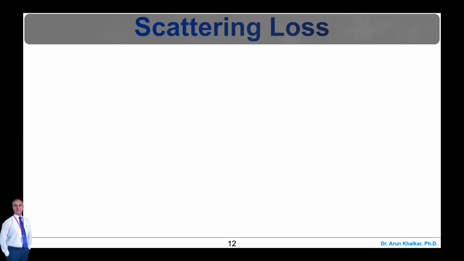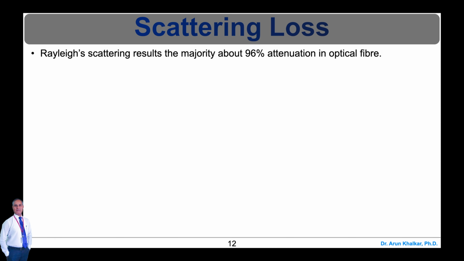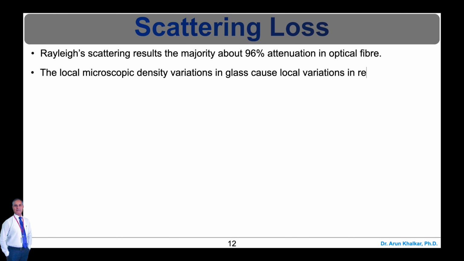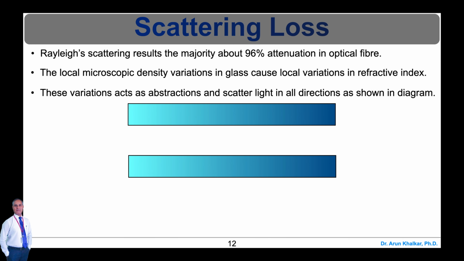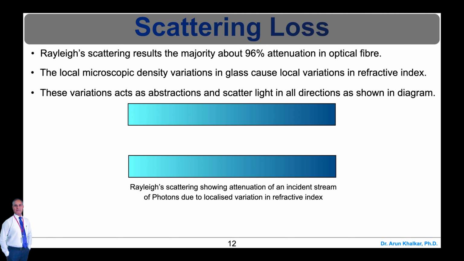Next is scattering loss. Rayleigh scattering results in the majority, about 96%, of attenuation in optic fiber. The local microscopic density variations in glass cause local variations in refractive index. These variations, which are inherent in the manufacturing process and cannot be eliminated, act as obstructions and scatter light in all directions as shown in this figure. Rayleigh scattering shows attenuation of an incident stream of photons due to localized variation in refractive index. This is known as Rayleigh scattering.